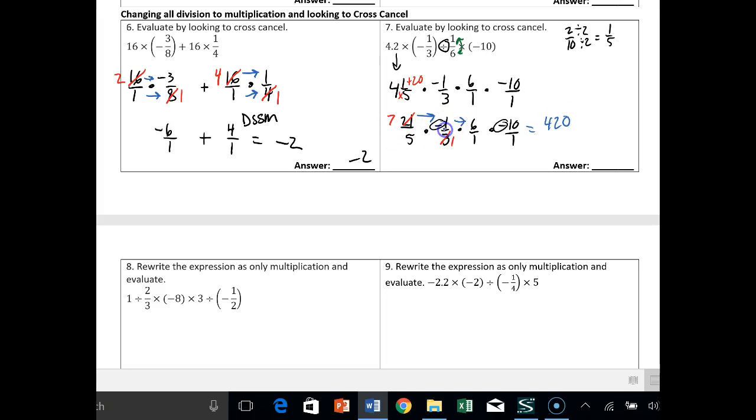So again, how did I get that? 7 times 1 was 7. I took the answer to that. 7 times 6 is 42. I took the answer to that. 42 times 10, 420. Over, and then again, multiply straight across. 5 times 1 is 5. Times 1 again is 5 more. Times 1 again is 5 more. So basically, we have 420 over 5.